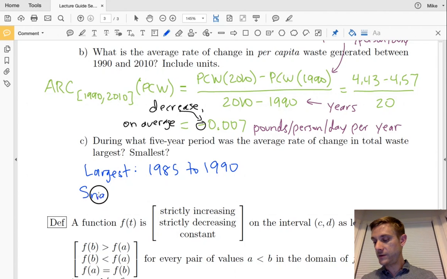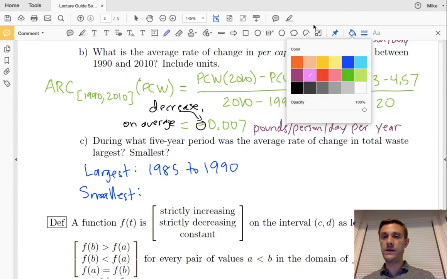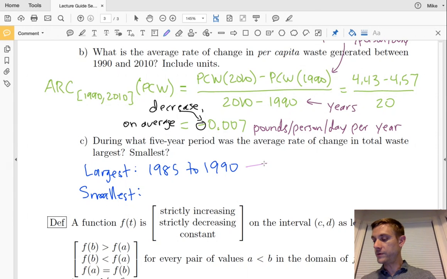And then smallest. And maybe let's make a quick note just for the sake of posterity here that what we were looking for was basically the steepest growth.